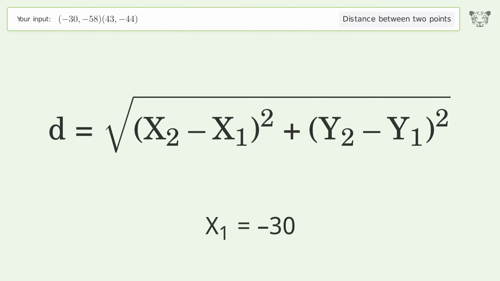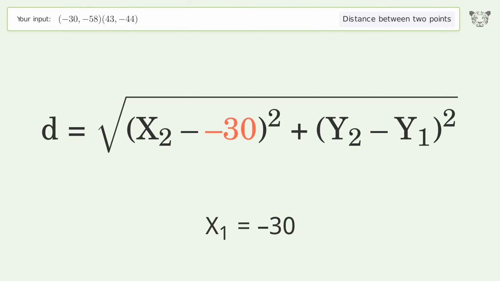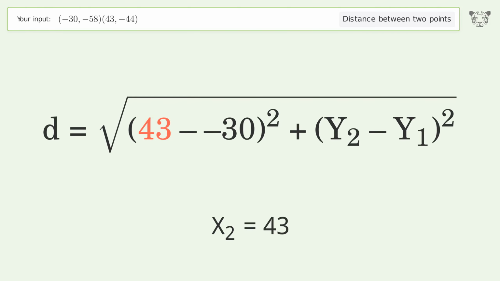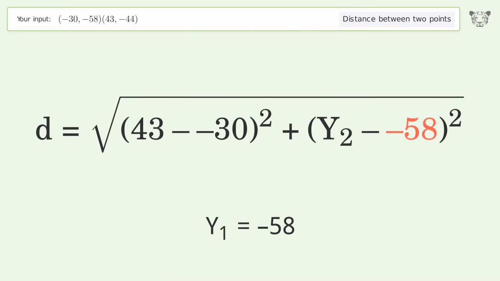x1 equals -30. x2 equals 43. y1 equals -58. y2 equals -44.